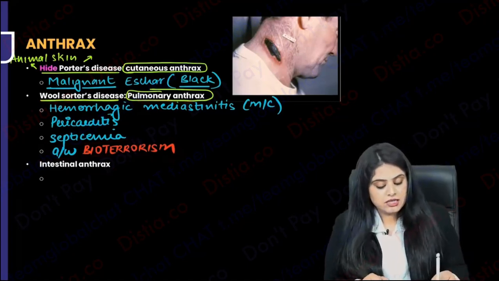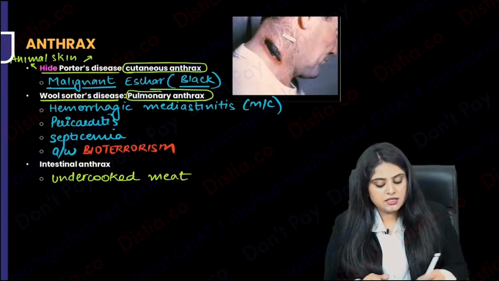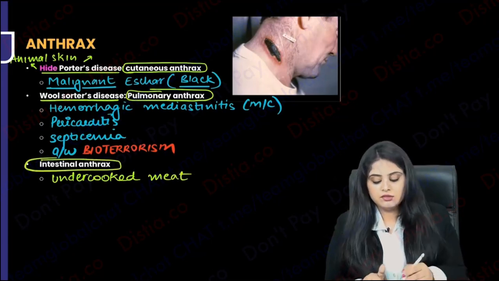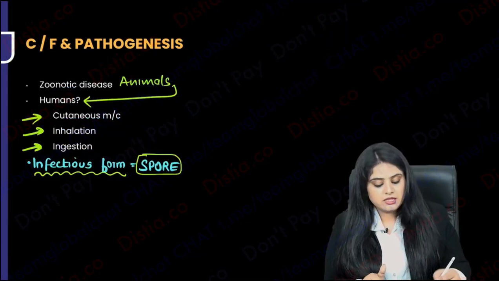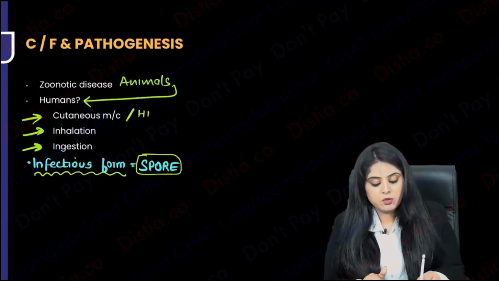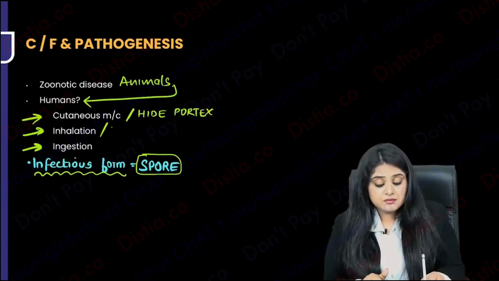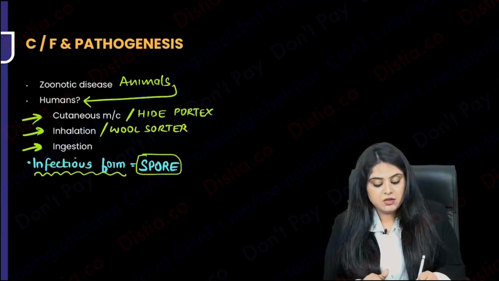Finally, if we eat undercooked meat, if there is consumption of undercooked meat, that is going to result in intestinal type of anthrax. So simple, like I told you, there is cutaneous anthrax, which is the most common. What was the other name? That was Hide-Porter's disease. Then we can inhale it, and that is the inhalation of wool. So that is going to be wool sorter's disease. And if we are going to eat it, that is referred to as intestinal anthrax.